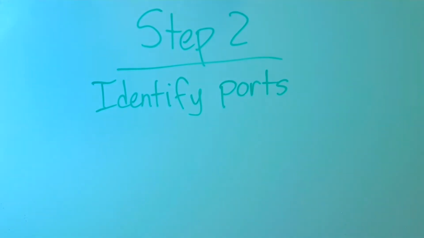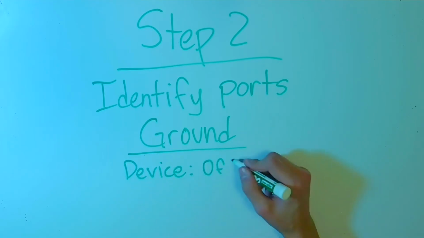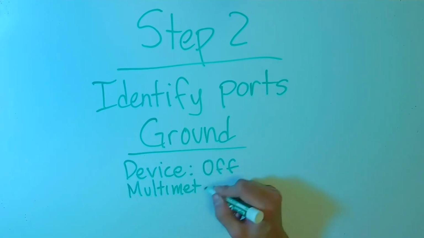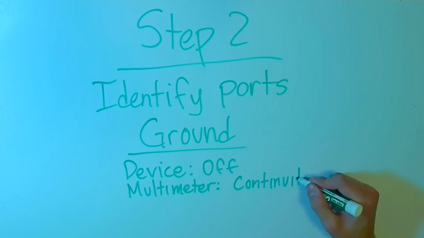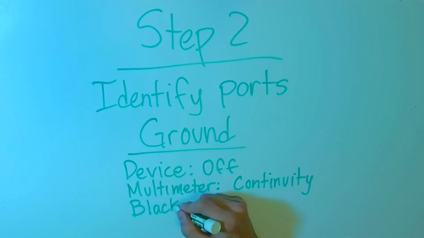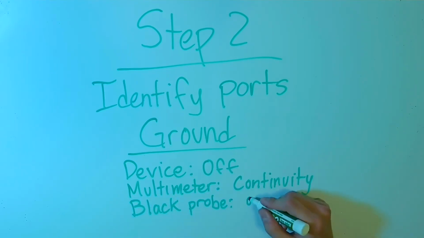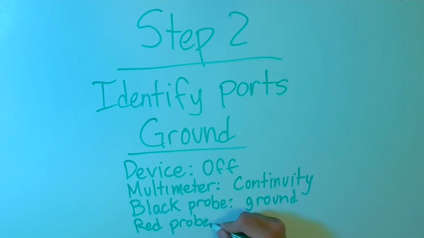So let's start with the easiest port to identify, which is the ground port. First, you'll want to turn off your device, place your multimeter in continuity mode, place the black probe on any ground surface, which is any metallic surface on the board, and then place the red probe on each of the 4 pads, and when it beeps, you'll know that that's your ground port.